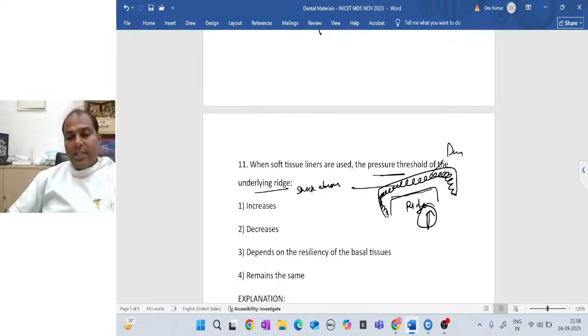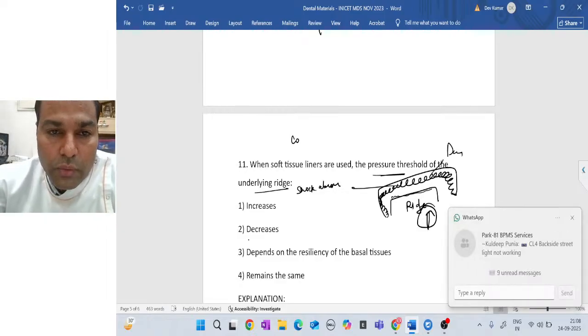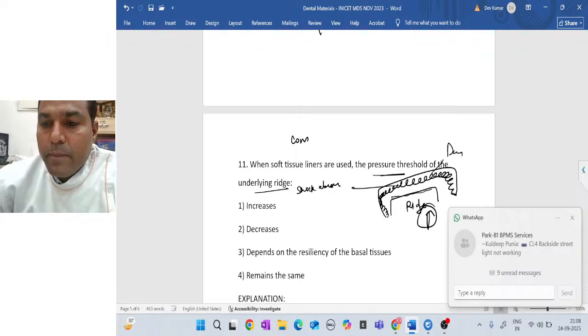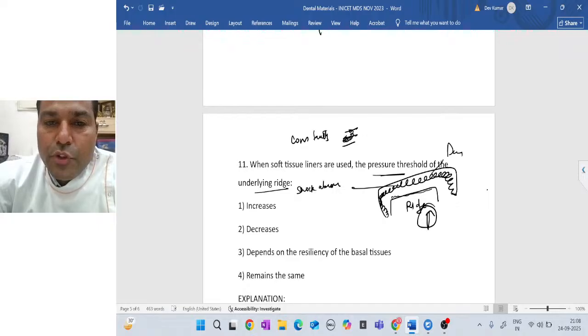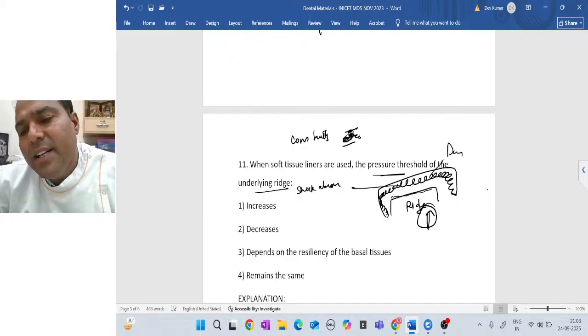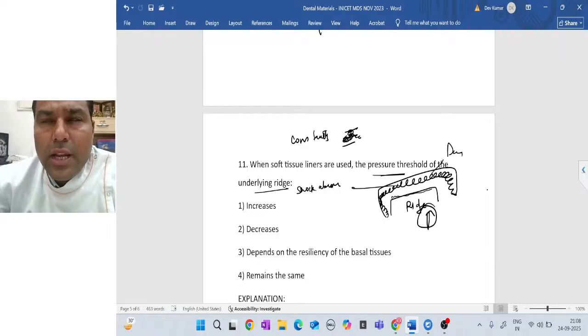Soft liners constantly flow at room temperature. The plasticizers between the polymer chains flow, and it produces a shock absorbing effect.